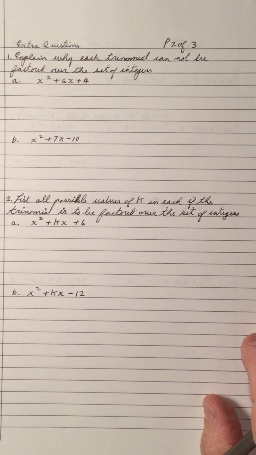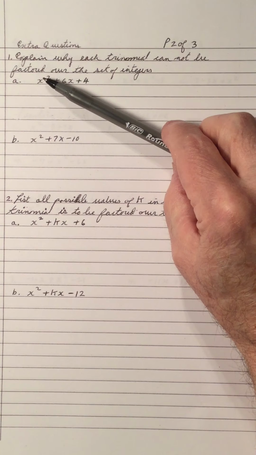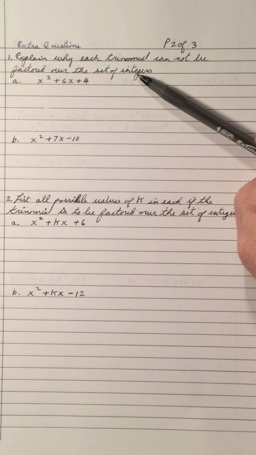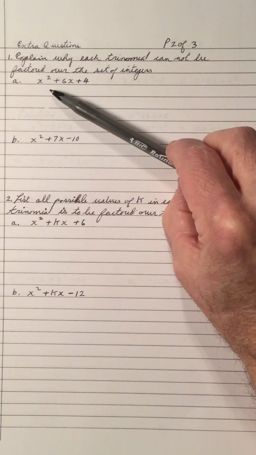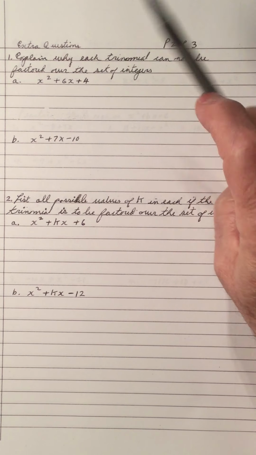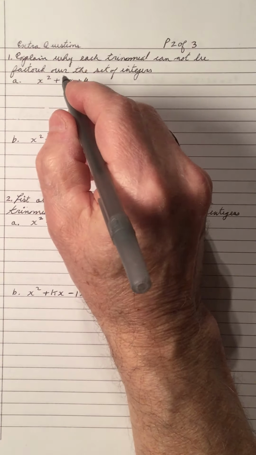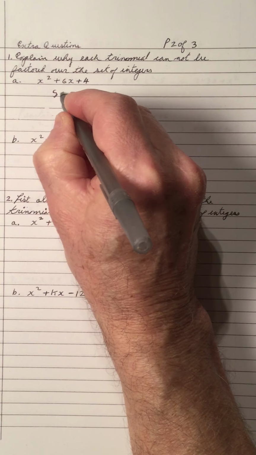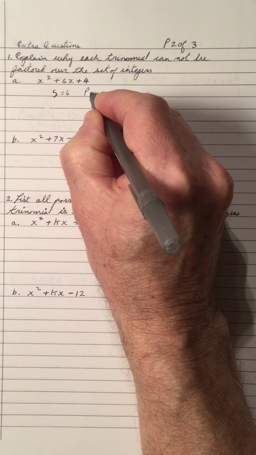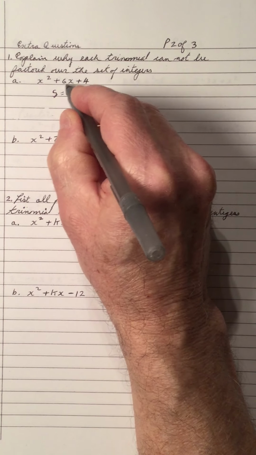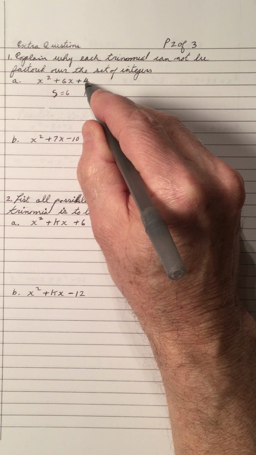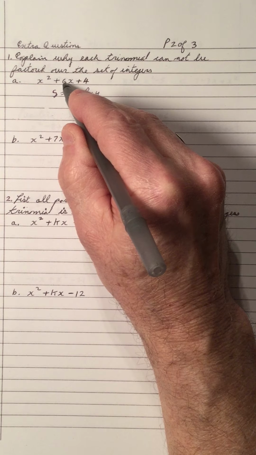Some extra questions that pertain to the factoring is, number 1, explain why each trinomial cannot be factored over the set of integers. So here's the trinomial x squared plus 6x plus 4. And we know, or should know, that the sum is 6 and the product is 4. So this last number here is the product and this middle number is the sum.